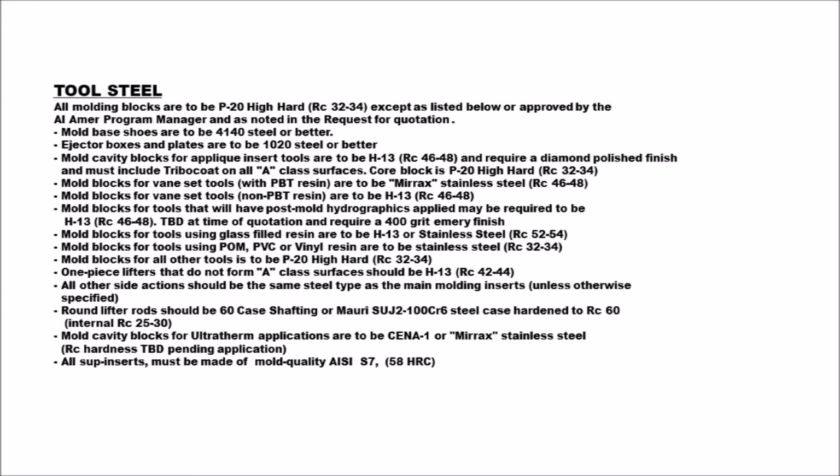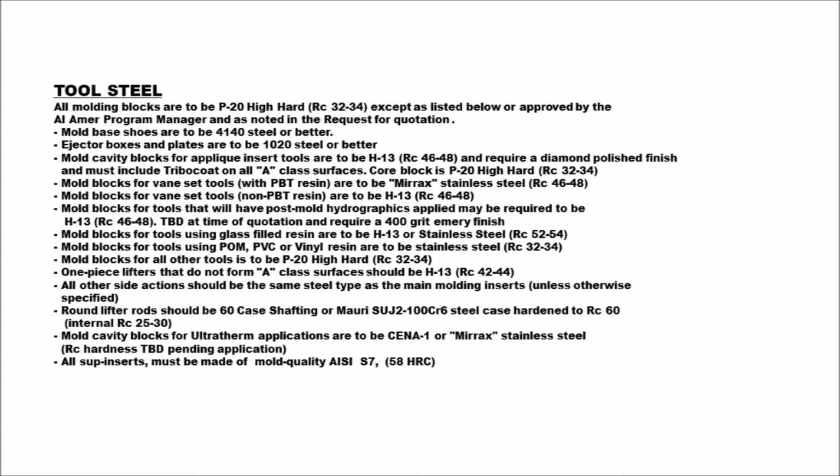Mold blocks for tools that will have post-mold hydrographics applied may be required to be H13, RC 46 to 48, TBD at time of quotation, and require a 400 grit emery finish. Mold blocks for tools using glass-filled resin are to be H13 or stainless steel, RC 52 to 54. Mold blocks for tools using POM, PVC or vinyl resin are to be stainless steel, RC 32 to 34. Mold blocks for all other tools are to be P20 high hard, RC 32 to 34.